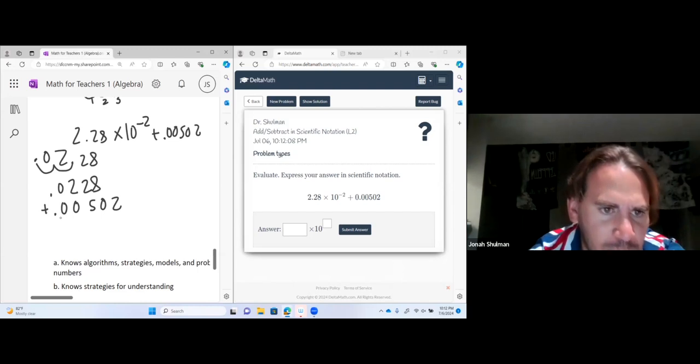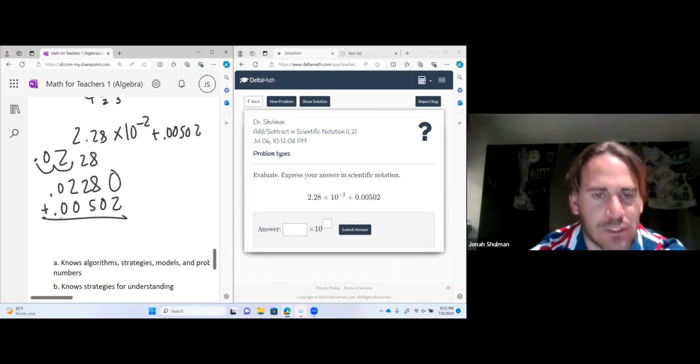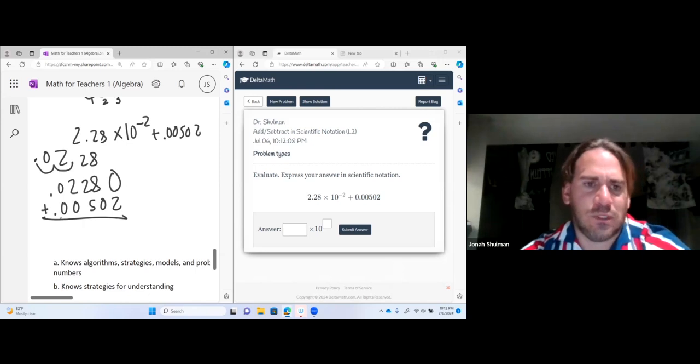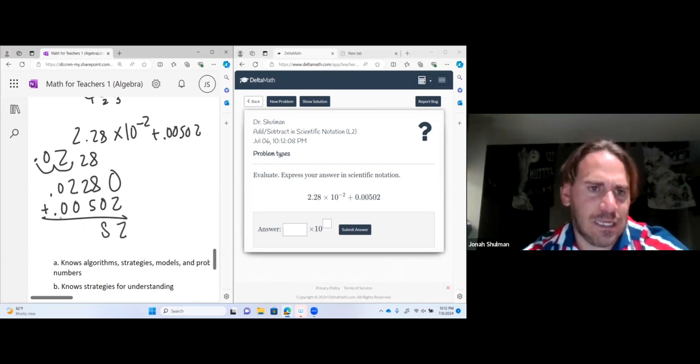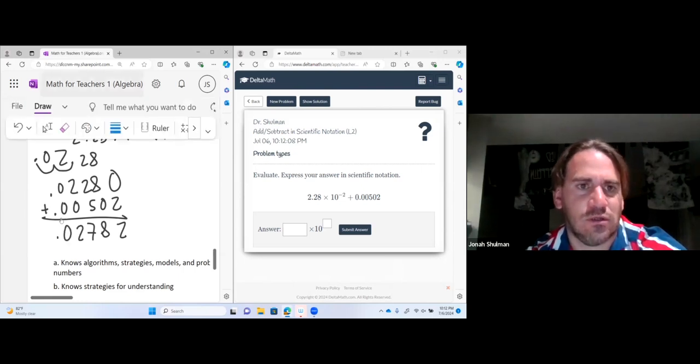0.00502. So I need how many more zeros? I need one more 0. 0 plus 2 is 2. 8 plus 0 is 8. 2 plus 5 is 7. 2 plus 0 is 2. So here we go, there's your answer. We just have to make it scientific notation.